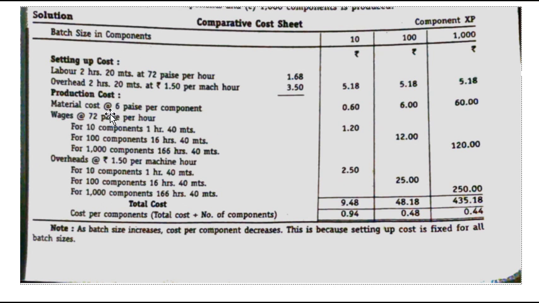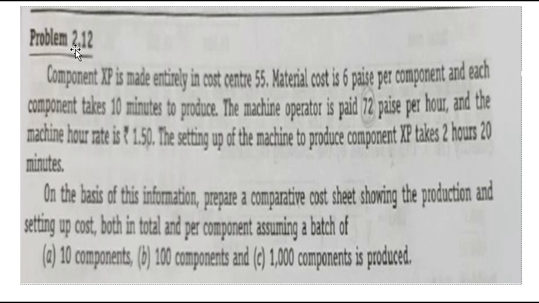As per the expenses incurred in your factory, they have given material cost as 6 paise per component, and each component takes 10 minutes to produce. You have material cost where you use it for production. Next, after that you have your overhead. Machine hour rate is 1.50 per hour. Then you have the machine operator who is paid 72 paise.